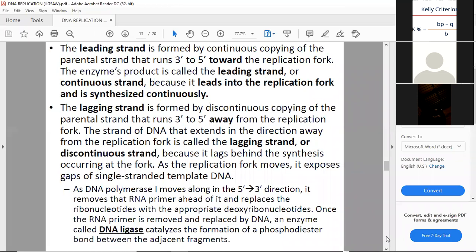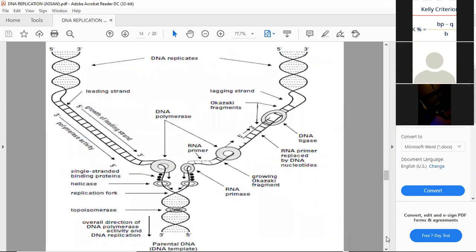So what will then happen is that DNA polymerase 1 will move along in the 5' to 3' direction, removing those RNA primers ahead of it and replacing those ribonucleotides with appropriate deoxyribonucleosides. So once the RNA primer has been removed and replaced by DNA, then we have an enzyme called DNA ligase, which catalyzes the formation of a phosphodiester bond between the adjacent fragments.